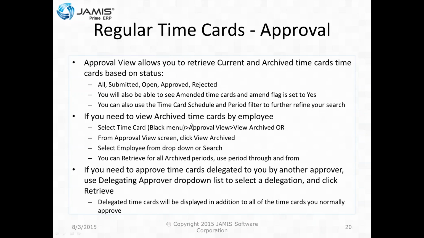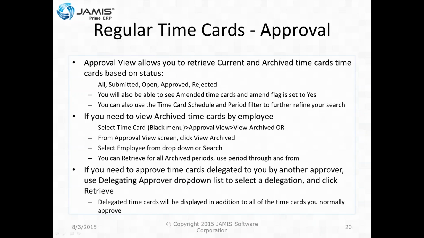If you need to see archived time cards by employee, and archived time cards, I'll remind you, are time cards that have already been processed and the expense has been posted in your database. They can select the time card menu, the approval view, and view archives. So they can see both your archived time cards and your current in-process regular time cards.